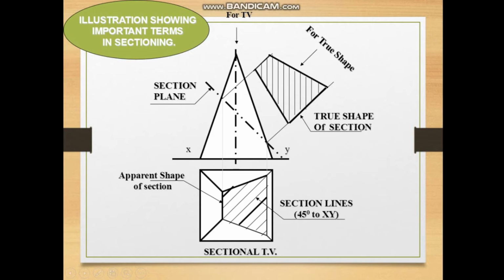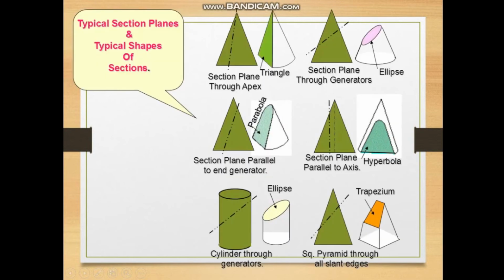For that we have to draw section lines 45 degrees inclined to the XY line. This is the section line on the remaining part of the sectioned object. This is the apparent shape of the section, and this one is the true shape of the section. We have to draw the true shape parallel to the section plane only. So these are the typical section planes and shapes of the sections.